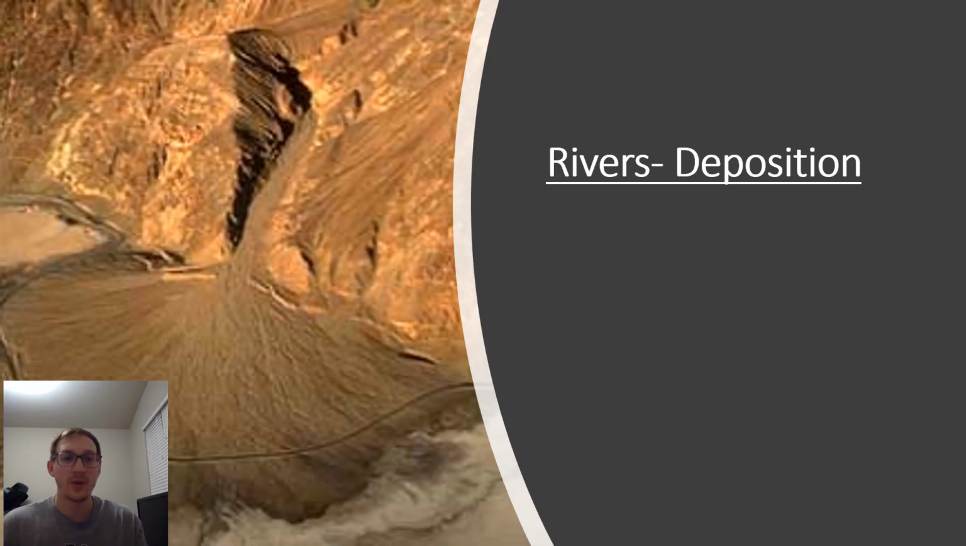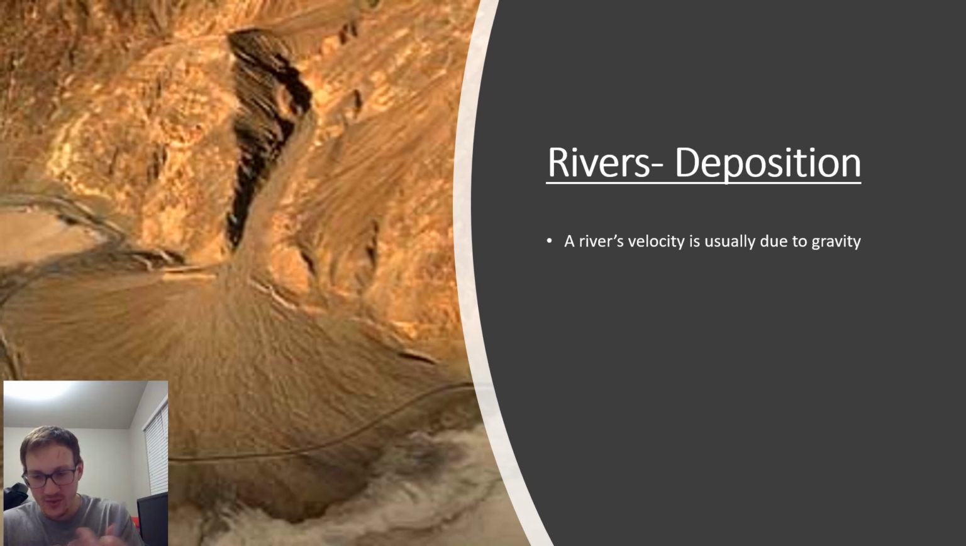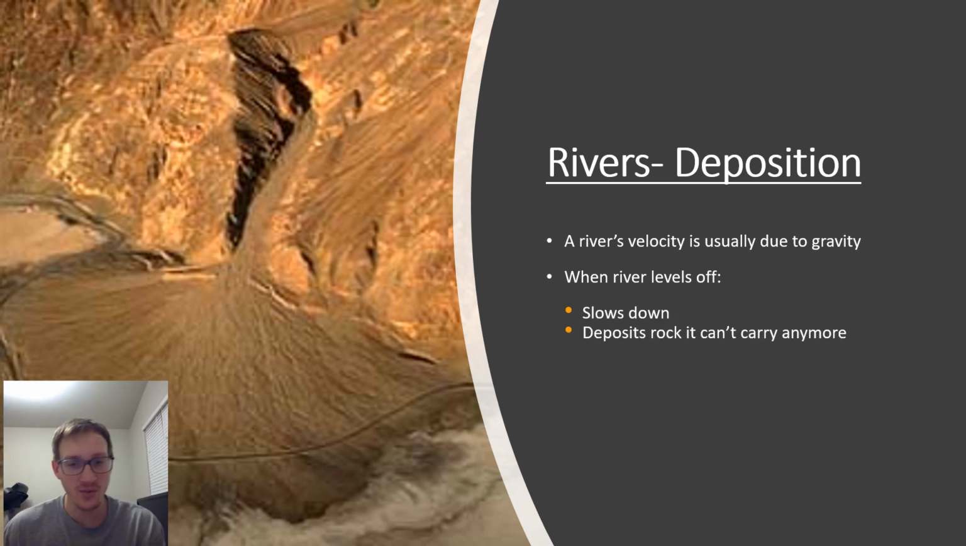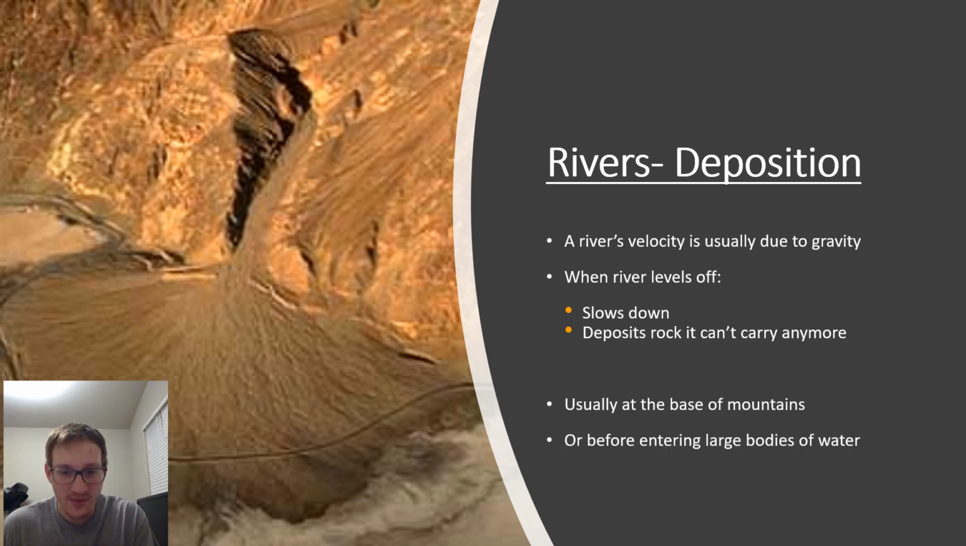All right, so let's talk about deposition. Okay, river deposition. A river's velocity is usually due to gravity. Like we said, it is due to the fact that it is starting at a higher elevation and moving down towards a lower elevation, being pulled down by gravity. When the river levels off, it slows down and deposits a lot of rock. So remember we talked about how velocity is important, because higher velocity means that it can carry heavier and bigger rocks. But when the river slows down, it's going to drop those rocks because it doesn't have enough velocity to keep carrying them. This is usually at the base of mountains, or before entering larger bodies of water.